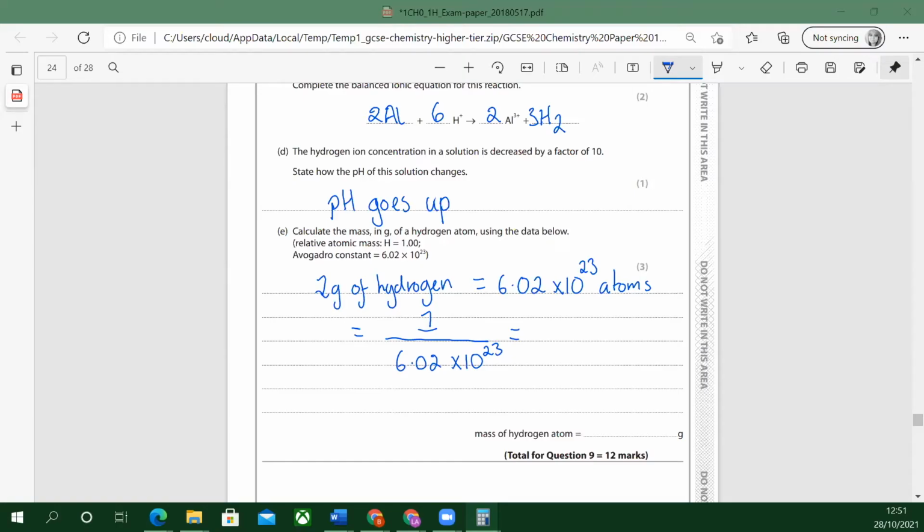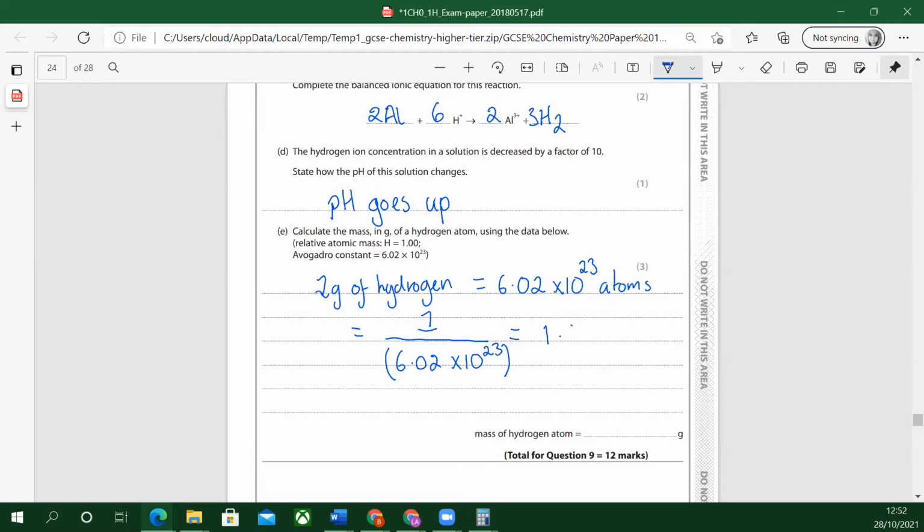Okay, so 6.02 times 10 to the 23. Don't calculate, that's a very big number. Let's just go back there for a minute. So 1 divided by, and then put in brackets 6.02 times 10 to the 23. You might need to put that in brackets at the bottom there. I tried it on my calculator for you.